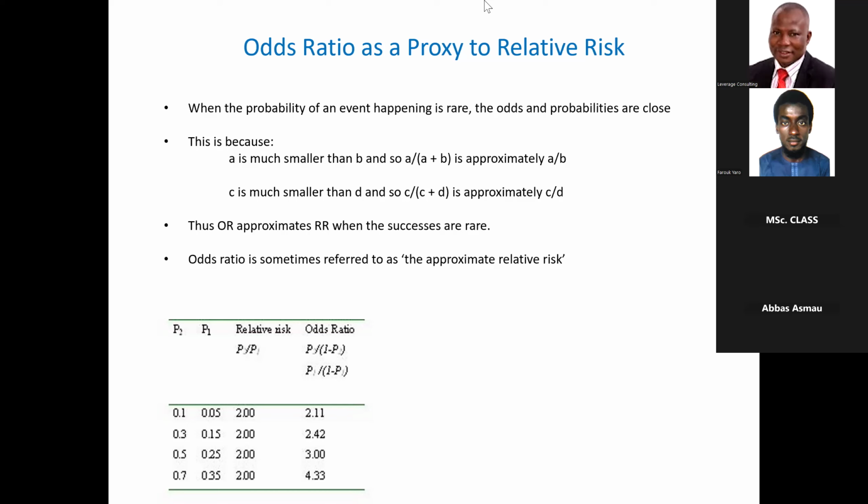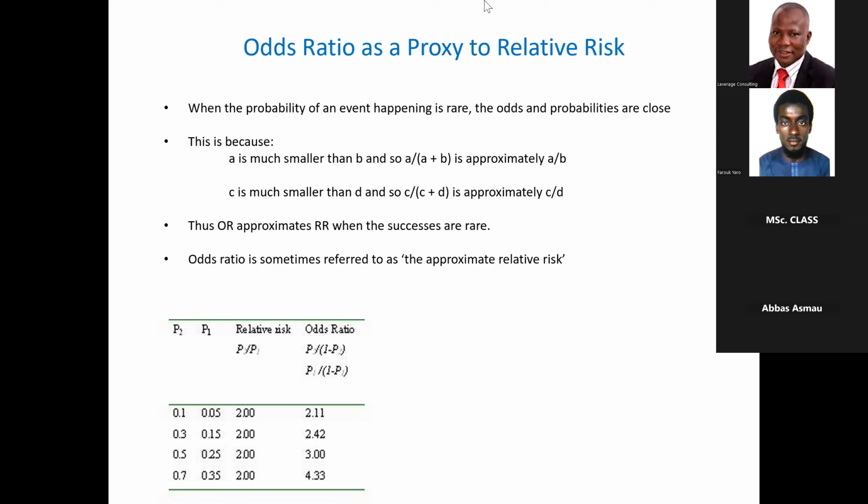But when the burden of disease is high, like 0.7 among the exposed and 0.35 among the non-exposed, it still gives you the same relative risk of 2, because it's telling you that the exposed are twice as likely as the non-exposed.